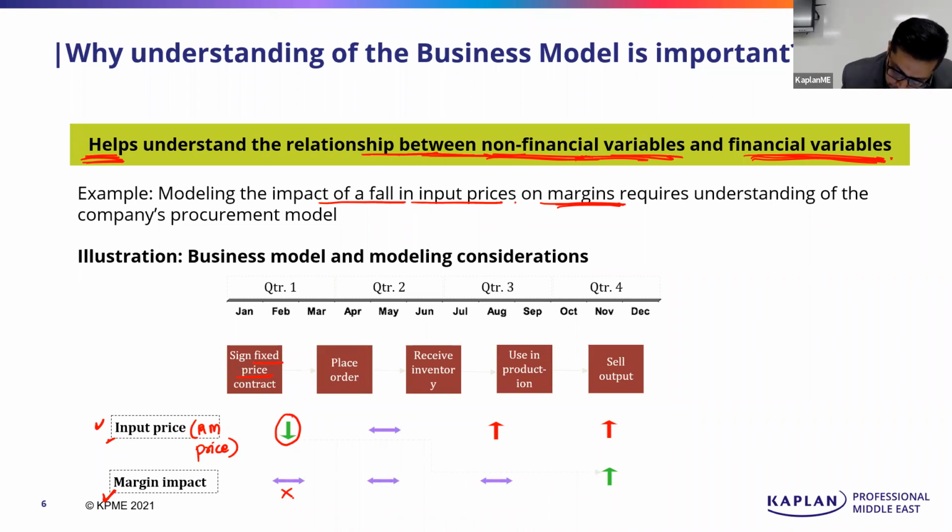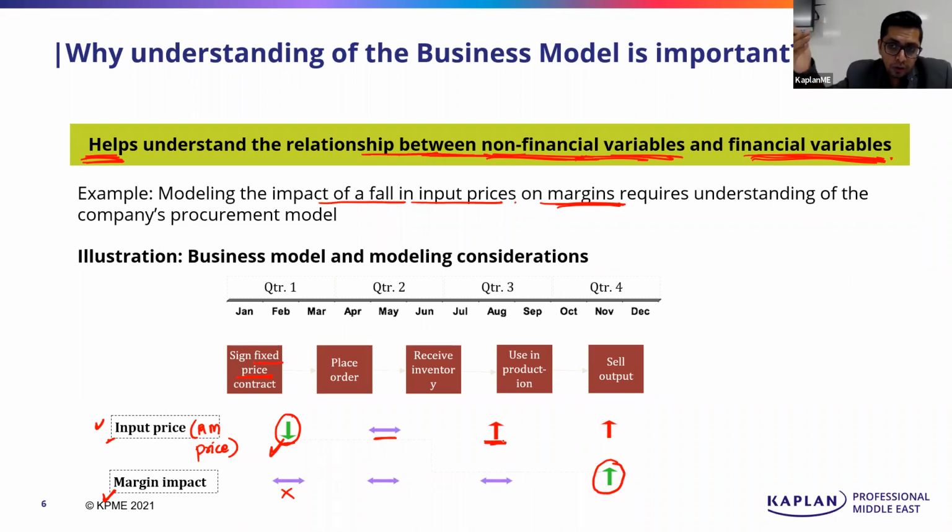I will show you that because we have signed a fixed contract at a lower price, whatever happens with the raw material price in the market now is not going to impact our margins at all in the future. Now, if you look at it, the impact of the fall in prices will happen in the fourth quarter. Why? Because once I've signed this contract, I will place the order around the second quarter. I will receive the goods and use them in production around September. So my goods are ready only in quarter 4.